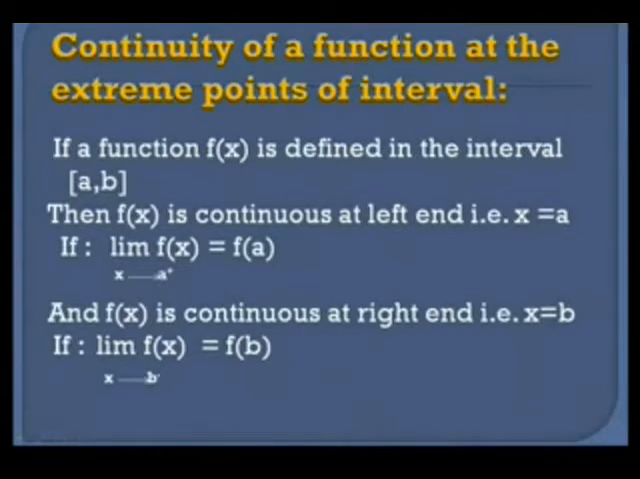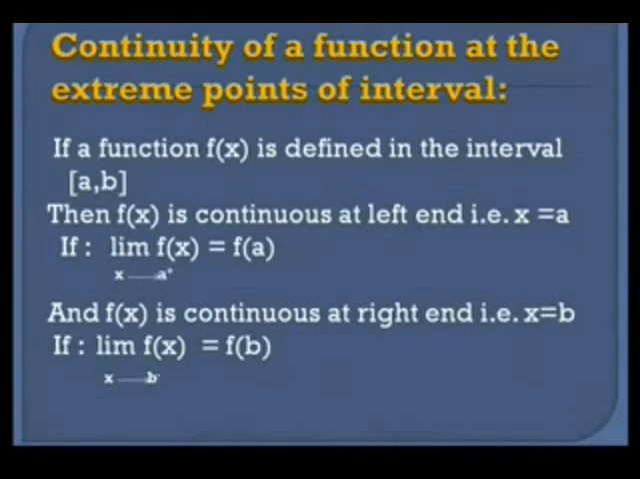Here we don't need to calculate the left hand limit. So if the right hand limit at the point x equal to a is equal to the value of the function at that point, f(a), then f(x) is continuous at the left end, that is x equal to a. And f(x) is continuous at the right end, that is x equal to b, if the limit of f(x) when x tends to b- is equal to f(b), or in other words, the left hand limit of f(x) at the point x equal to b is equal to f(b).